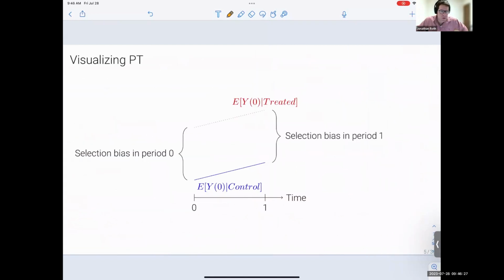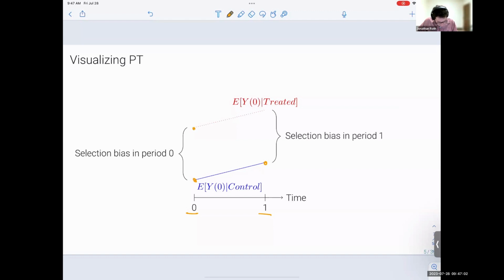So if you're more of a visual learner, you can sort of see the parallel trends assumption in this graph. So here I have my 2 time periods, period 0 and period 1. In the red dotted line, I have the expectation of Y0, the expectation of the outcome that would have occurred if the treatment hadn't happened for the treated group. So the treated group starts here, and actually, maybe I should start with the control group. The control group starts down here, right? And then they move up to here.